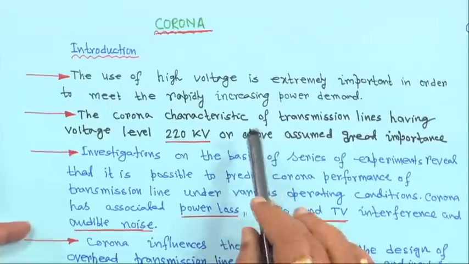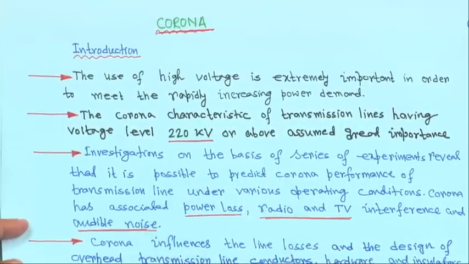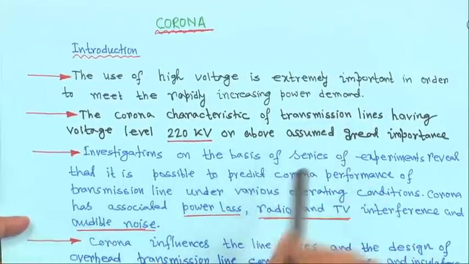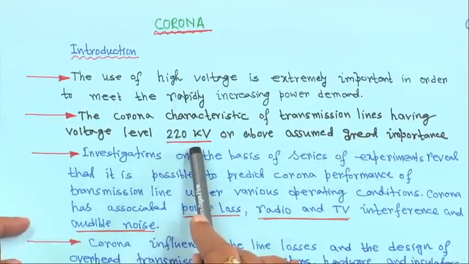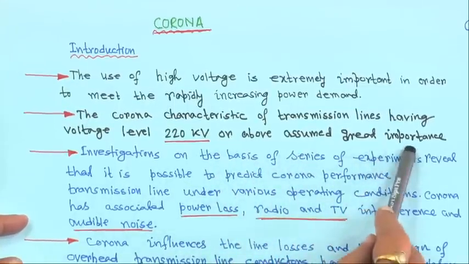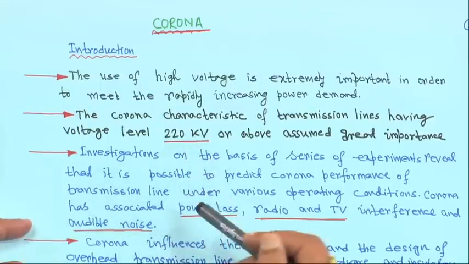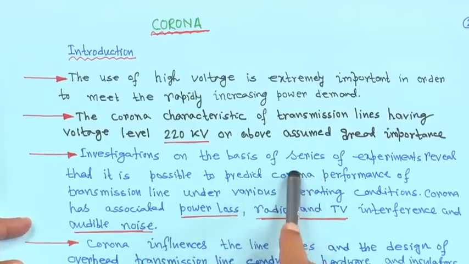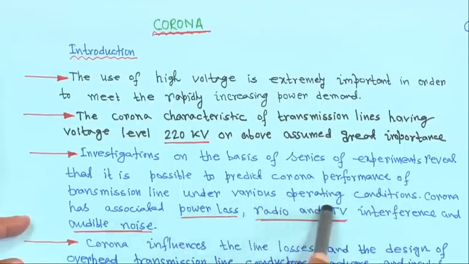So, we will start from corona loss. Basic introduction: the use of high voltage is extremely important in order to meet the rapidly increasing power demand. Corona generally happens on lines having voltage level 220 kV or above, and assumes great importance, particularly in the rainy season or at any other time. Investigation on the basis of a series of experiments reveals that it is possible to predict the corona performance of a transmission line under various operating conditions.